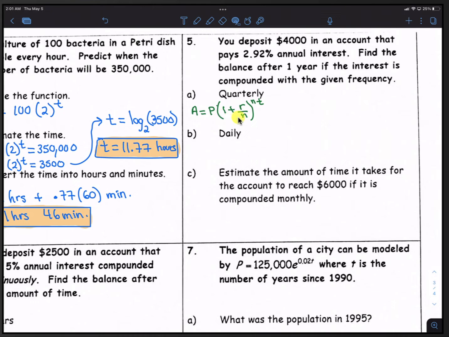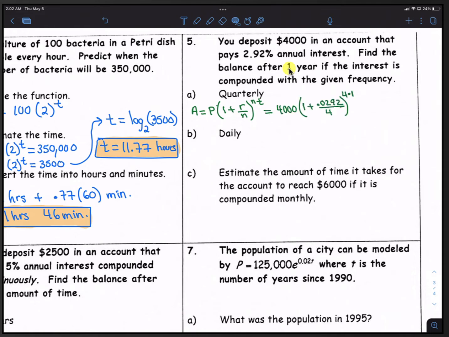The equation is the compound interest equation, where A is the amount, and that's equal to P, which is the present value or the principal, that would be the $4,000, times 1 plus R, where R would be your interest rate, which is the 2.92%, converted to a decimal, divided by N, and N is the number of times you're compounding per year. Since you're compounding quarterly, that's 4 times a year, so N would be 4 in this case. And then your exponent is N times T. That would be 4 again. And then T is the number of years, which is 1.